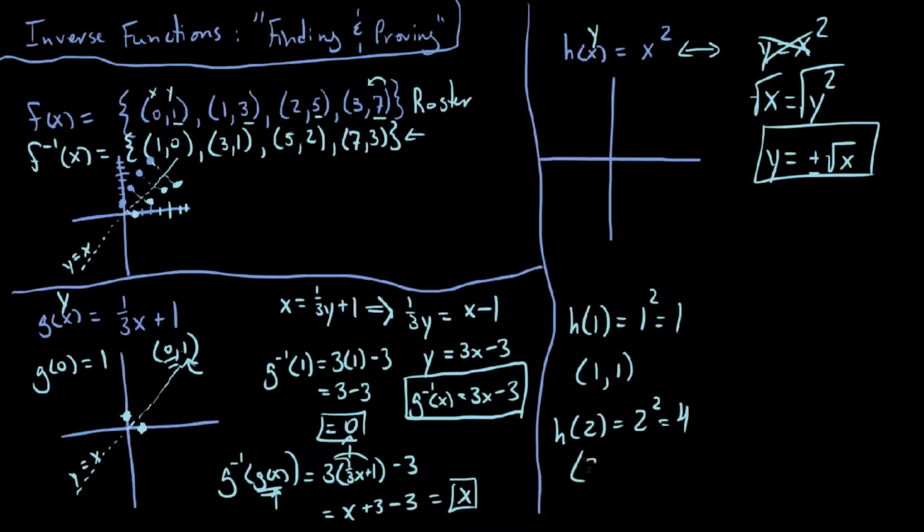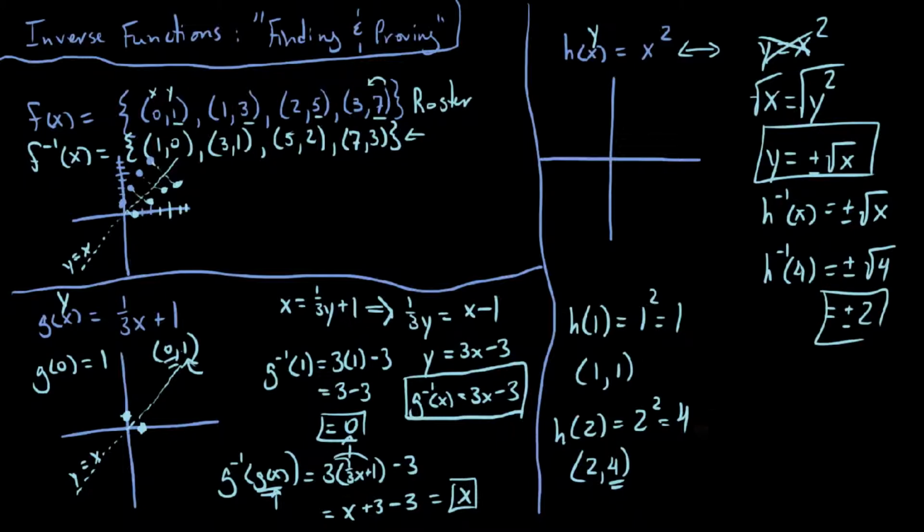That is, the point (2, 4) is on our original function. So (4, 2) must be on our output function. So what if we were to take the original output here, 4, and plug it into our h inverse of x, which is plus or minus radical x? What if we were to plug in 4 into this? Now we say h inverse of 4, we should get plus or minus radical 4, which in this case is plus or minus 2.